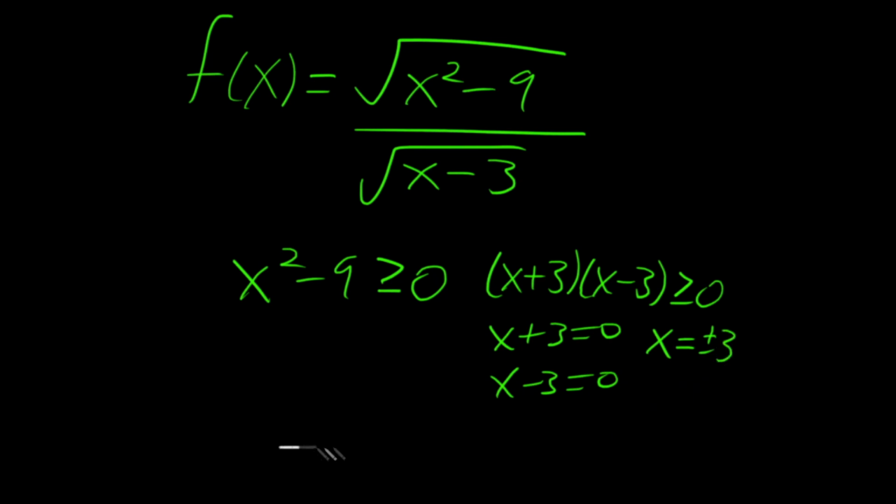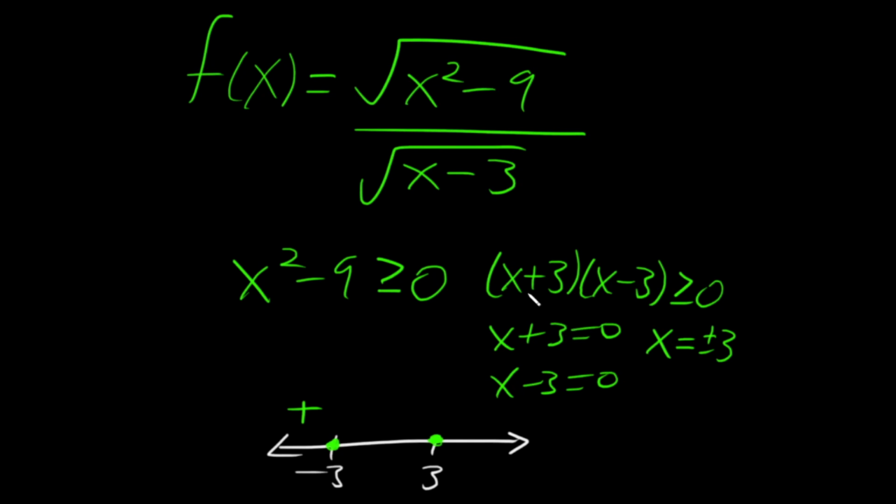We'll plot just those points on the number line for now. -3, +3. And since it's or equals to, we'll use a closed circle at both points. And like before, we're going to need to test each of these three sections to see which one gives us a positive value. Let's try -4 in this section. So -4 plus 3, that's a negative. -4 minus 3, that's another negative. Two negatives multiply to a positive. So that section works.